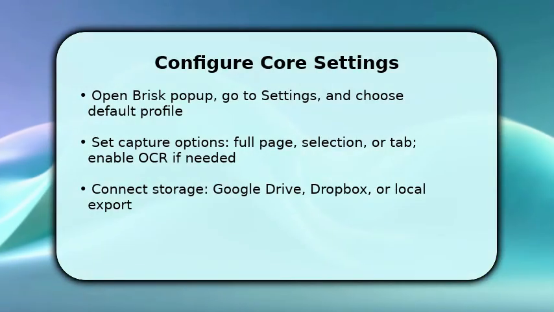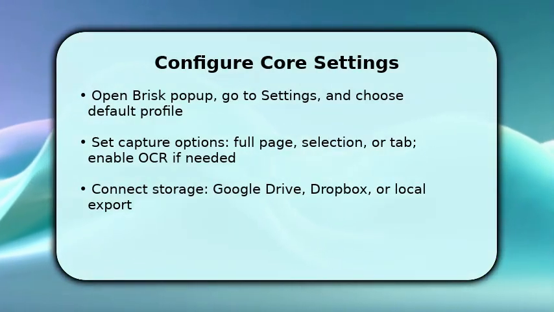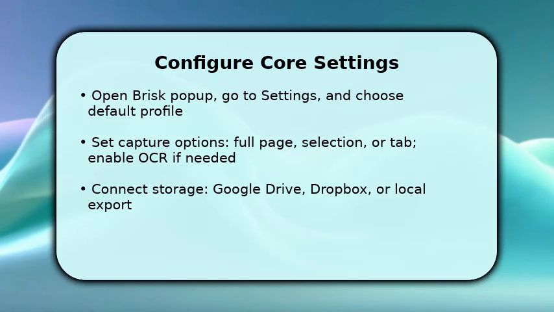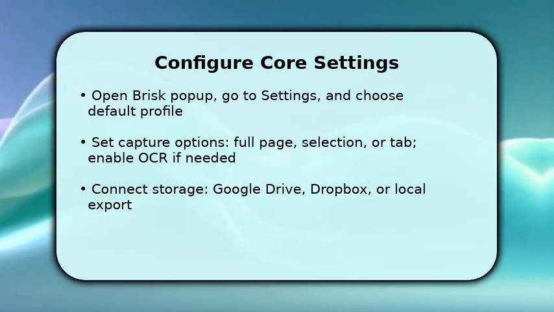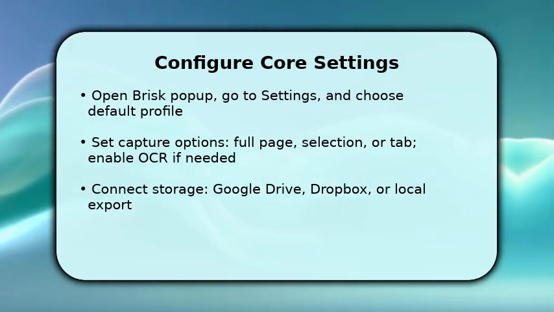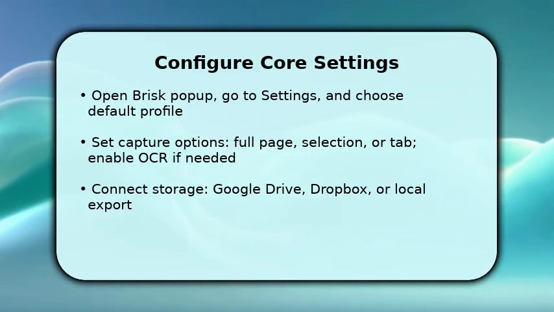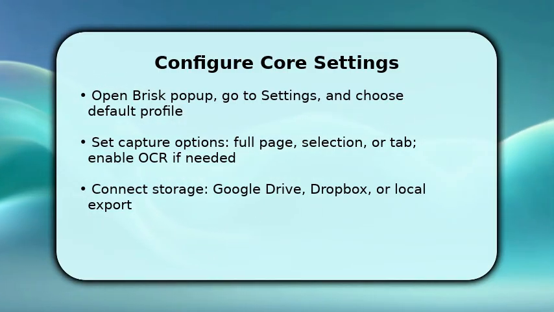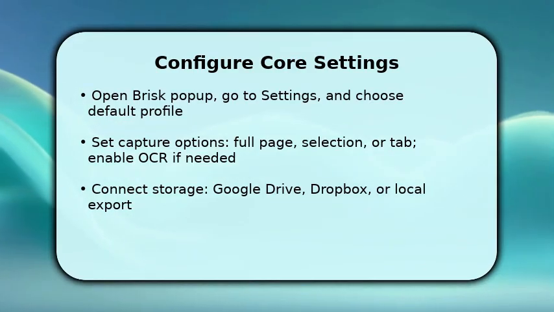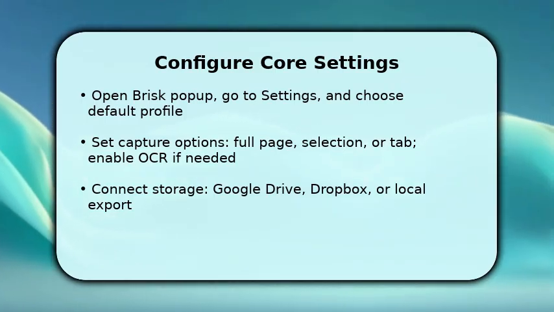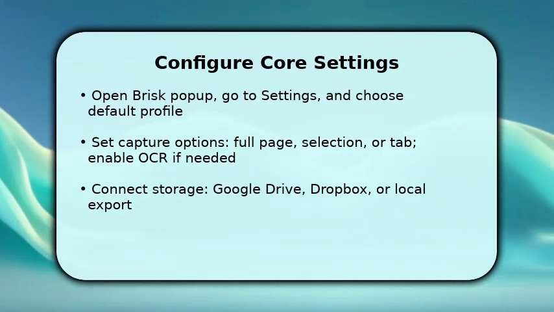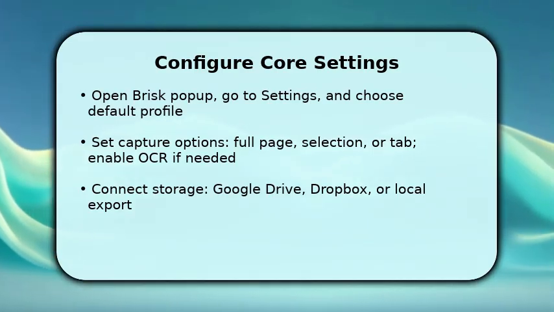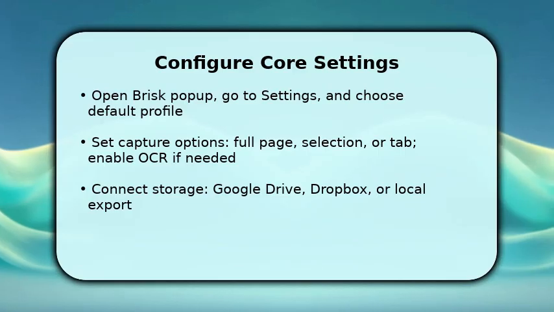You now configure how Brisk behaves so it matches your workflow. Open the pop-up, navigate to Settings, and pick a default profile. This saves repeated choices. Then choose Capture options, Full Page, Selection, or Active Tab, and enable OCR when you need text extraction, because OCR turns images into searchable text. Next, connect your storage. Google Drive, Dropbox, or Local Export ensures your captures are saved where you want them. Once set, test a quick capture to confirm preferences are applied.